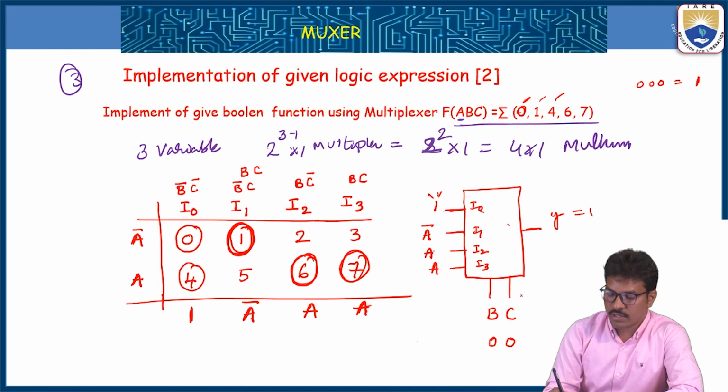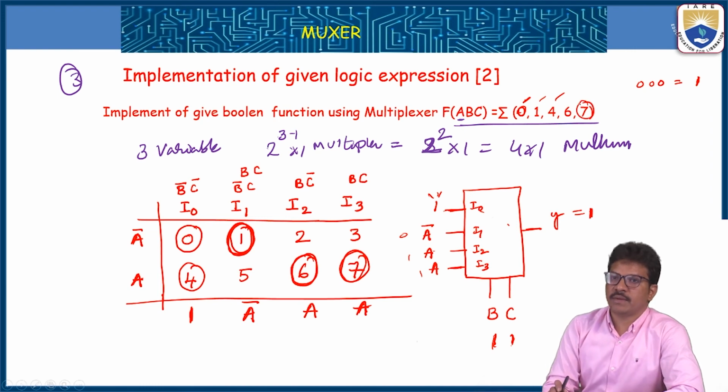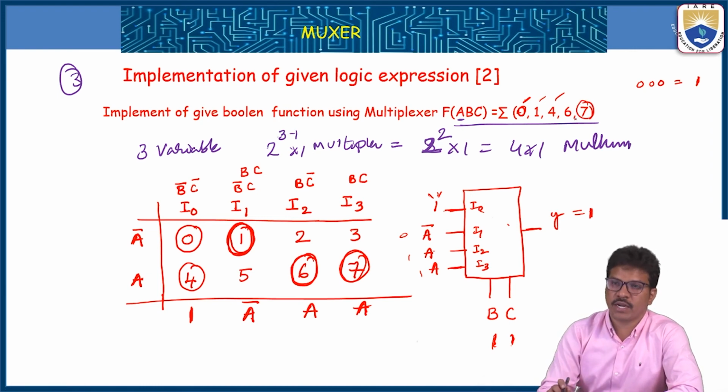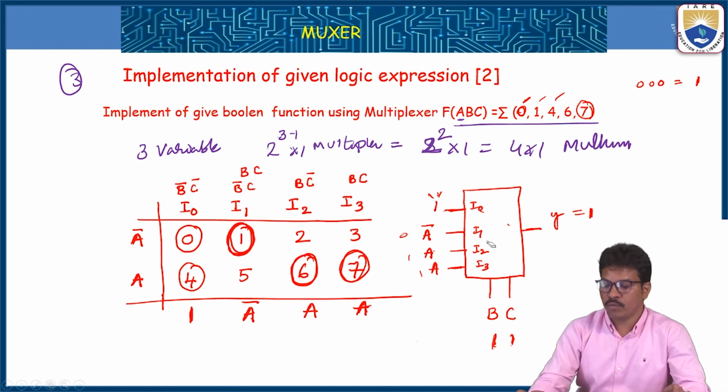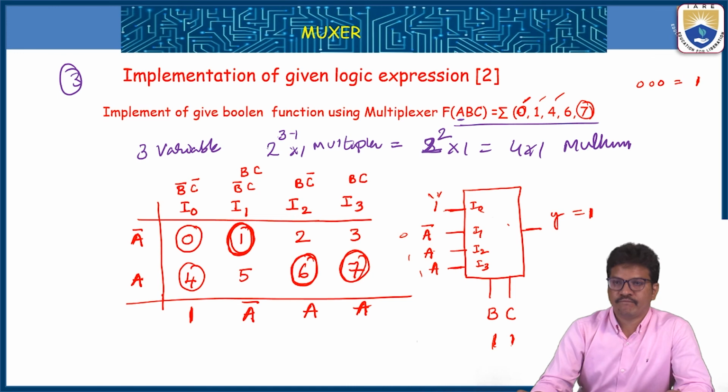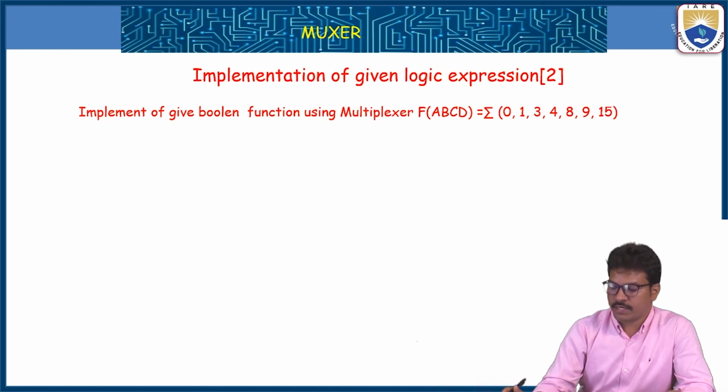For example, 7. If I take 7, B1, C1, A1, 1, 1, 0, 1, already 1. So 1, 1 is given. So 1, 1 means I3 is selected. So this one is passing the 1. So the output is 1. So 7 is already in the minterms. So its corresponding output is logic 1. So in this way, we can implement a given Boolean function using a multiplexer.